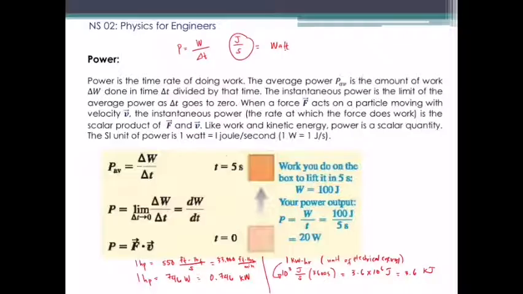Okay. So time 0, time 5 seconds. The work you do on the box to lift it in 5 seconds is 100 joules. So power output is, power is work over time. So work is 100 joules over time of 5 seconds. So that is your power, work over time. 100 joules divided by time of 5 seconds, so 20 watts. So that is an example.